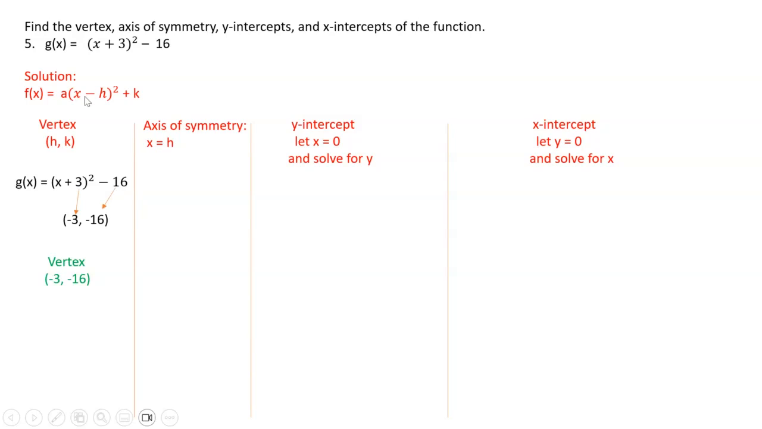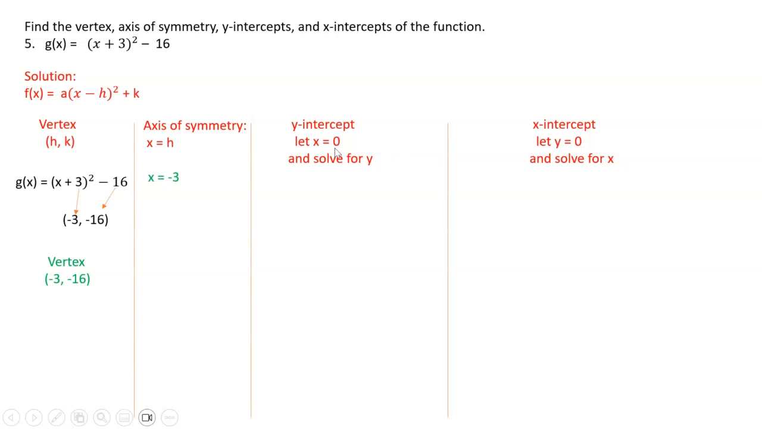It's always the opposite for the h. It's always the opposite of what's here. If it's positive here, it's negative here. If it's minus here, it's positive here. So it's always the opposite, only for the h. That's my vertex. Now the axis of symmetry is going to be the x part of the vertex, so it's going to be x equals negative 3.